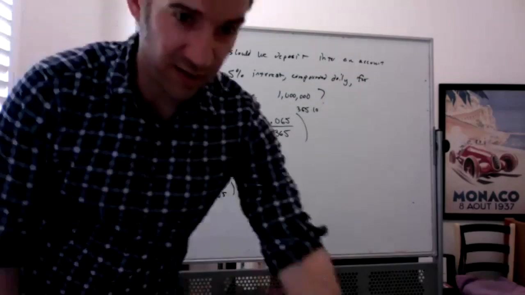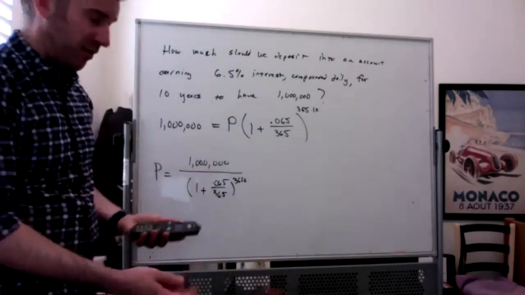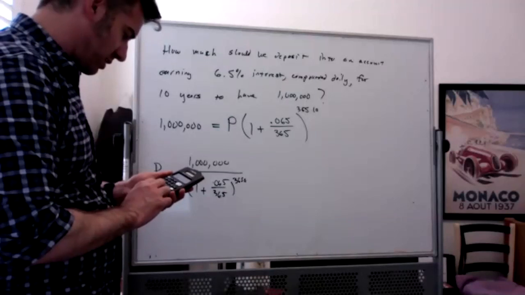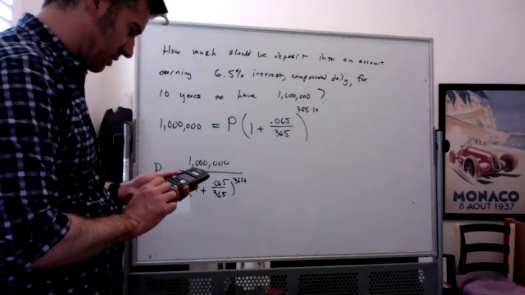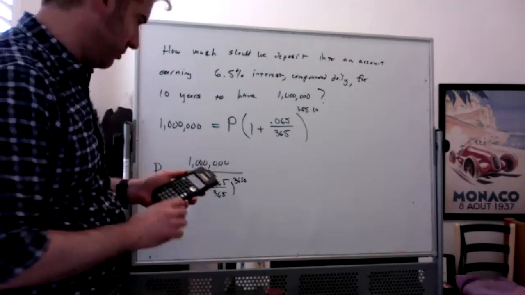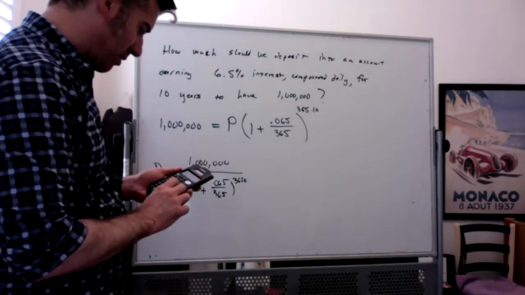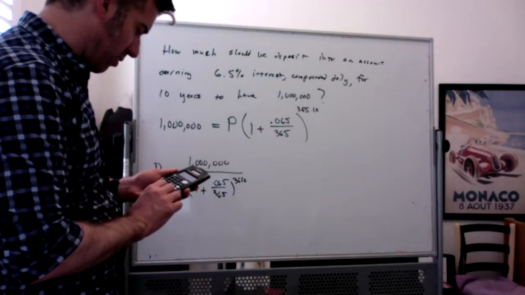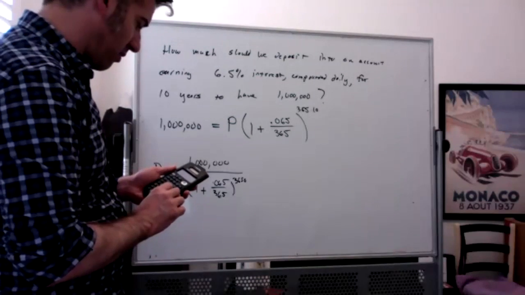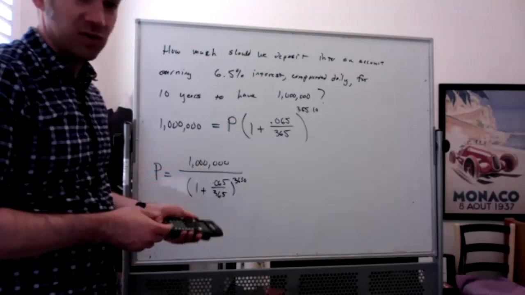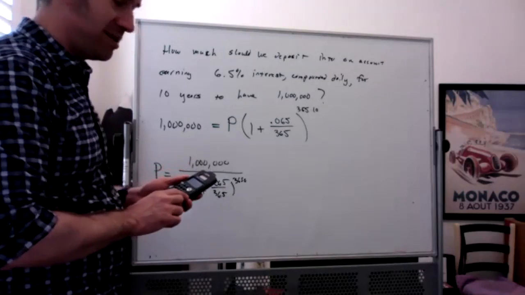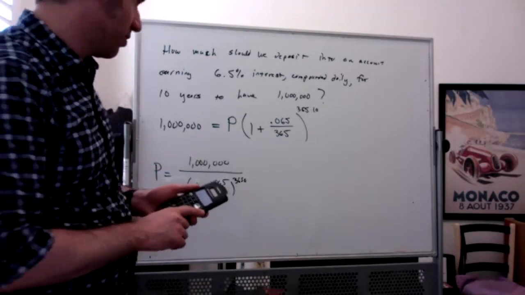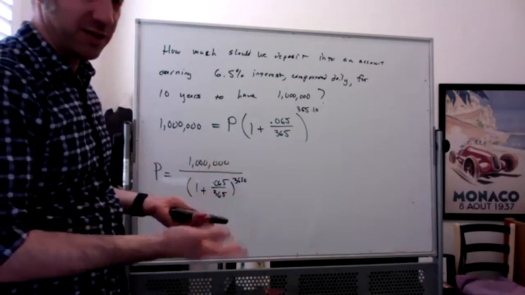Plugging that into your calculator, I'll deal with the denominator first. I'm going to do 0.065 divided by 365, which is some dumb looking decimal, add 1, raise that to the 3,650th power, and then divide $1 million by all that. I got about 2. So we're going to have to invest a lot of money. Not a long time, it's going to be 10 years.